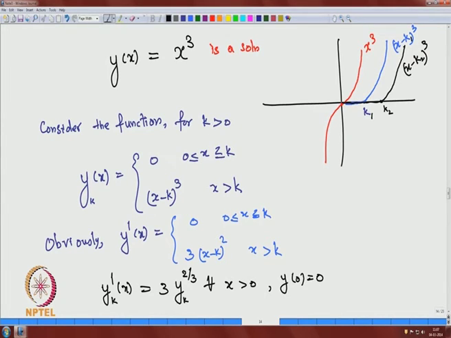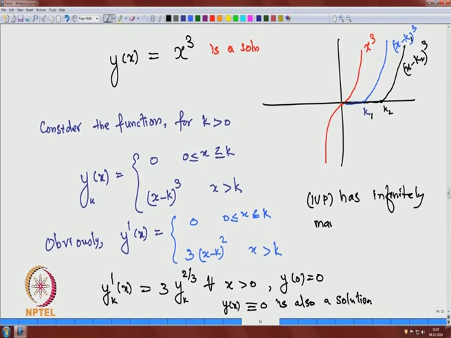Therefore, you can also see that y(x) is equal to 0 is also a solution. The zero function is also a solution, which is a singular solution, otherwise you get a family of solutions. The conclusion is the given initial value problem has infinitely many solutions.